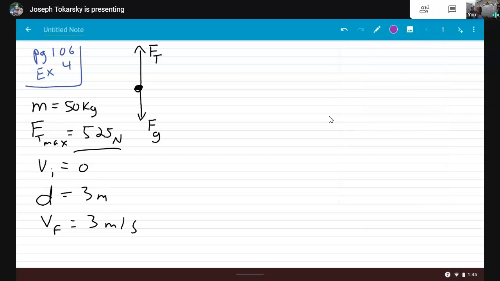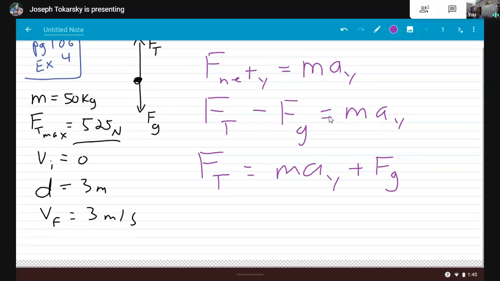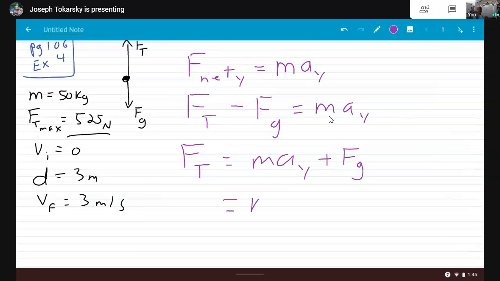Really, the first thing we end up doing is saying that Newton's second law, F net on the y-axis, is equal to m times the acceleration on the y-axis. That F net is the total of the two forces, the up one minus the down one, the tension minus the weight, and that equals m times a_y. Remember, our goal is to find tension, get it by itself, so we would do that by adding weight to the other side. And might as well do one other step here. Remember, weight, F sub g, is also mg. We could sub that in.